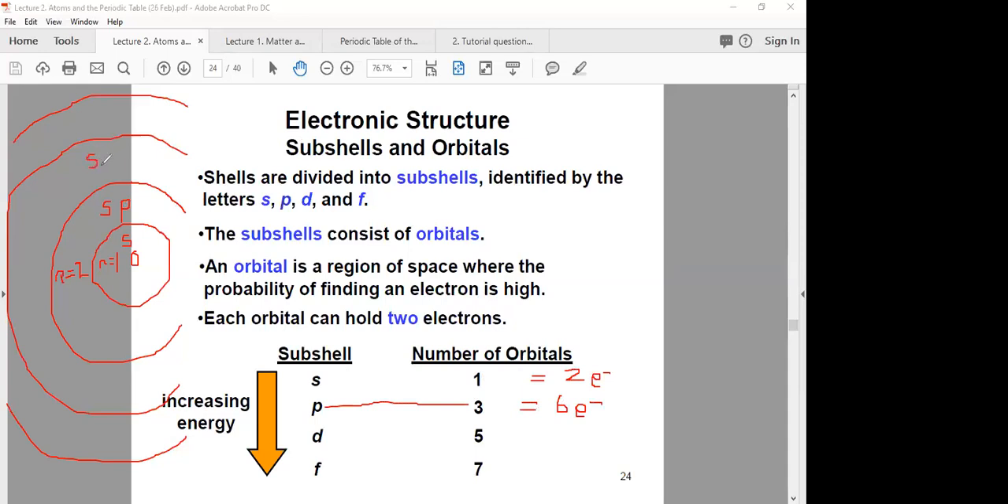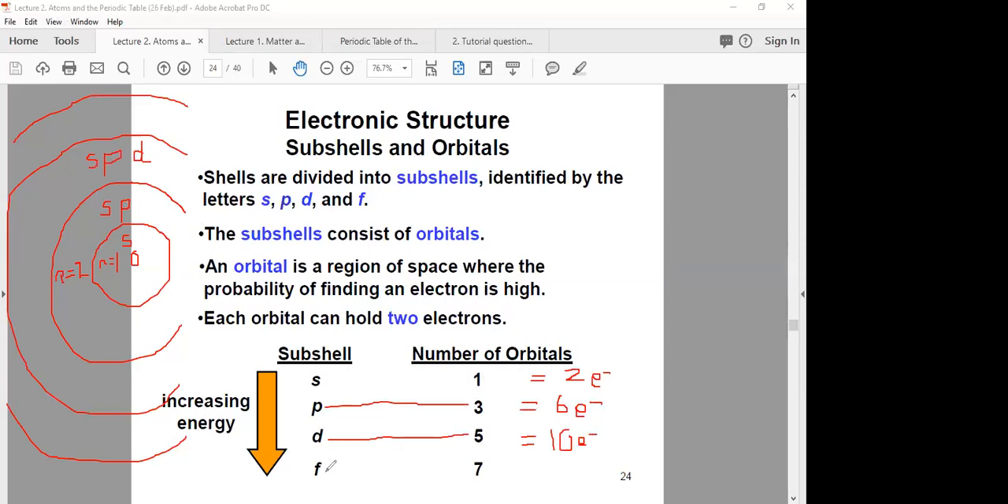All right, next shell, back up here. Shell n equals 3 has an s, a p, and a d subshell. Here's a d subshell, and it has 5 orbitals, and that means it can carry a maximum of how many electrons? 10. 10 electrons. There we go.